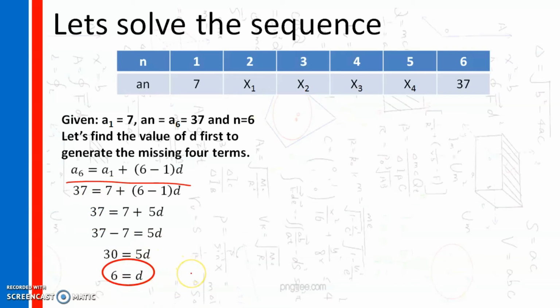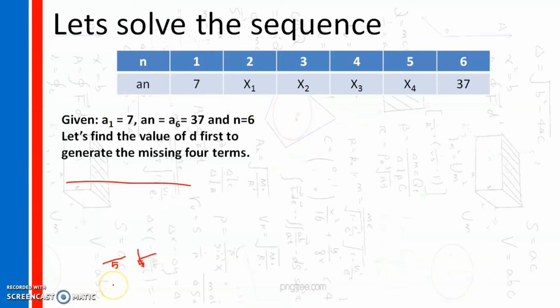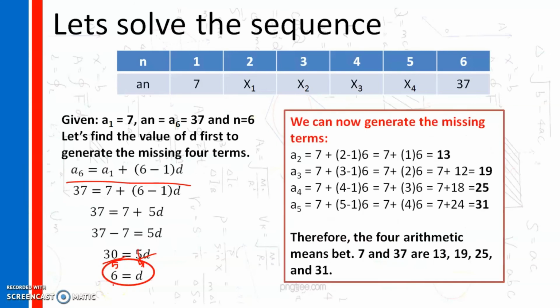You can pause the video for a while and then copy the lecture so you have notes and you can follow the discussion too. By the way, dito tayo sa my 30 is equal to 5d. Get this one, you have to divide both sides by 5, right? Right. Para ma-eliminate natin yung 5 sa kabila. So, if we divide both sides by 5, so 30 divided 5, we have 6. That's for the common difference.